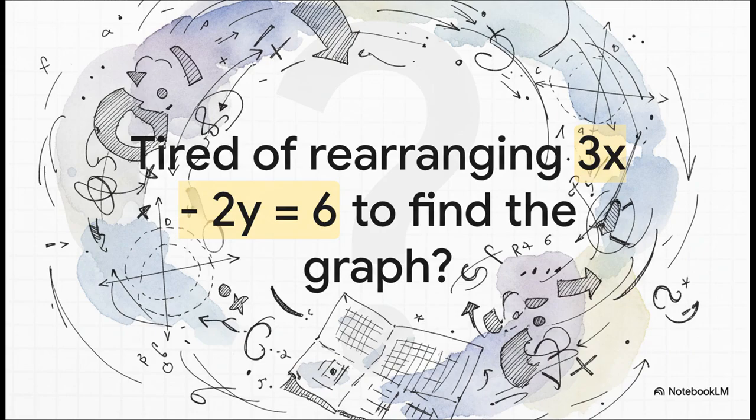You see an equation like this, and I bet your first thought is, here we go. I have to solve for y. And then you start shuffling things around, adding, subtracting, dividing, all of that just to get it into that y equals mx plus b format. But what if I told you all that work is, well, completely unnecessary?